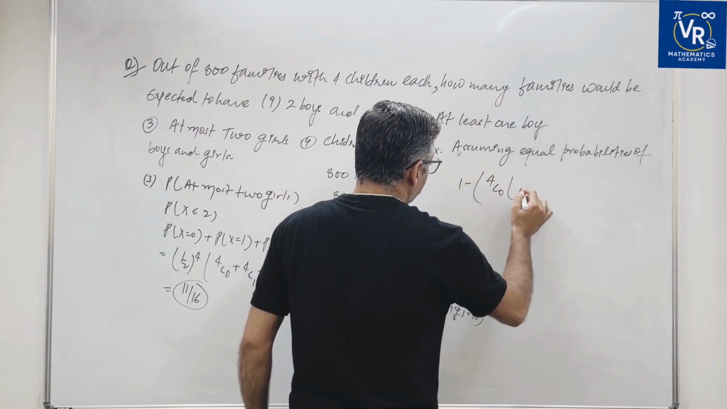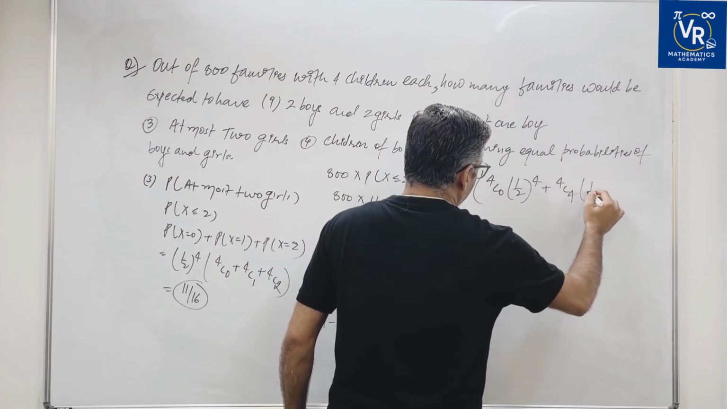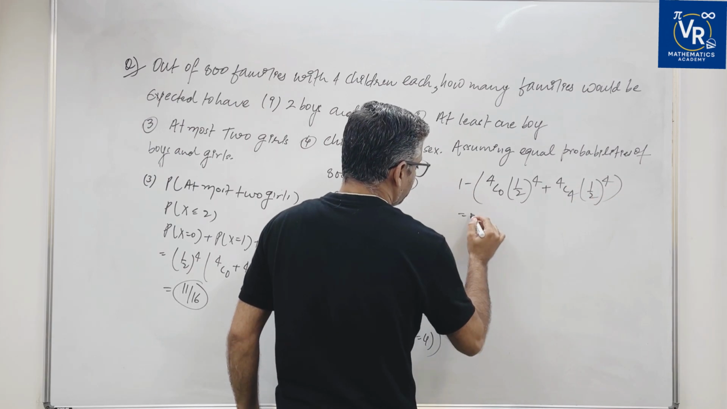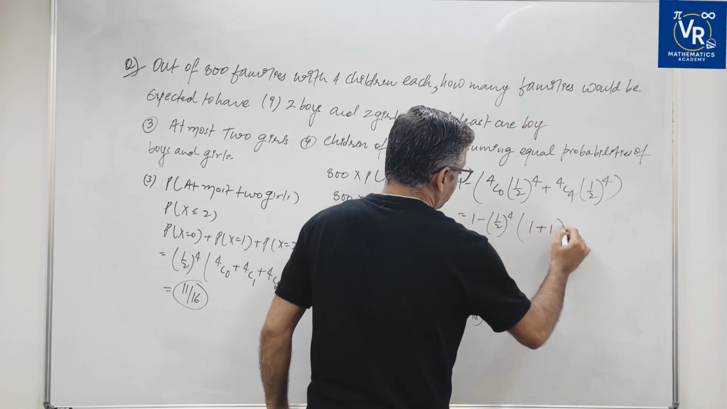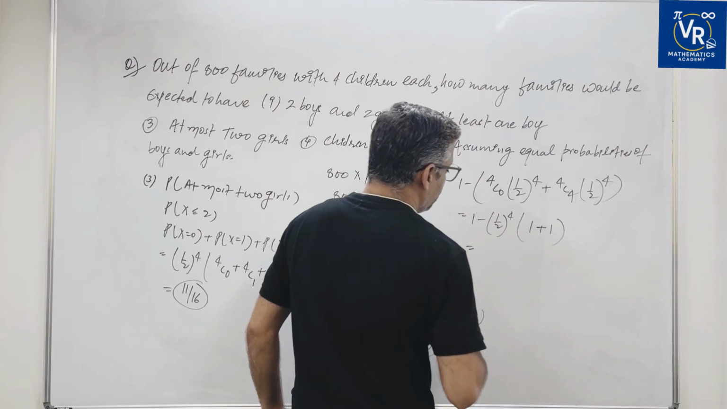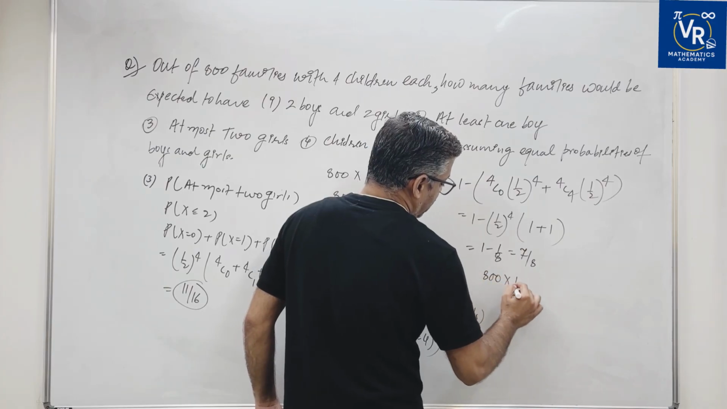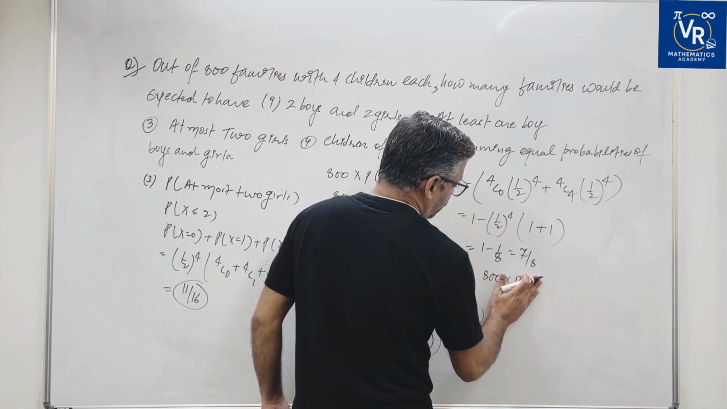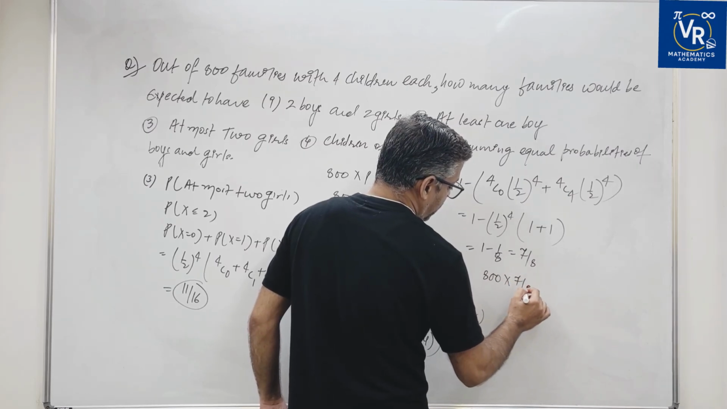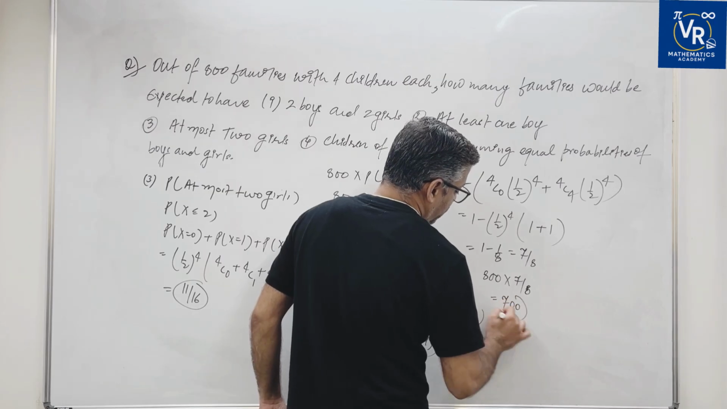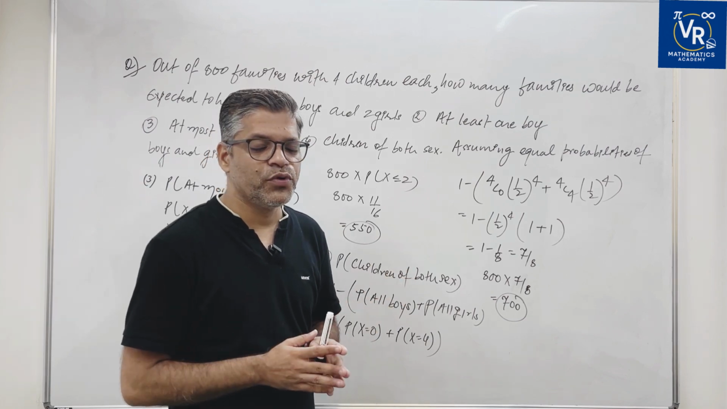So finally we will put in both the values. X is equal to 0, so that is 4C0 (1/2)^4. And here we write 4C4 (1/2)^4. So that is 1 minus (1/2)^4 times 4C0, that is 1, plus 4C4, which is also 1. And that will be equal to 1 minus 1/8, that is 7/8. Number of such families, that is 800 into this probability, that is 7/8. So this will be equal to 700. There are 700 families out of 800 in which we have children of both sexes.